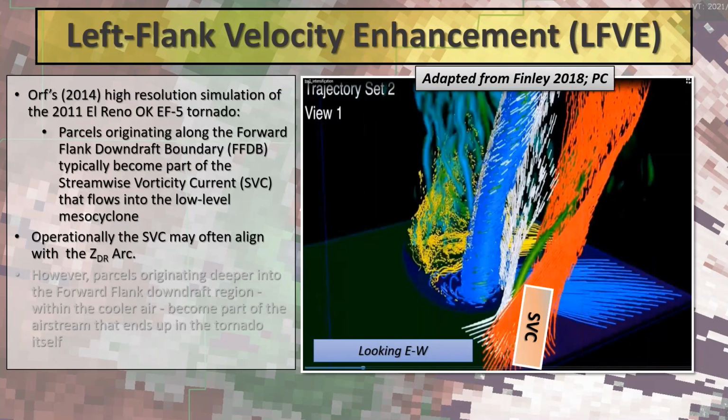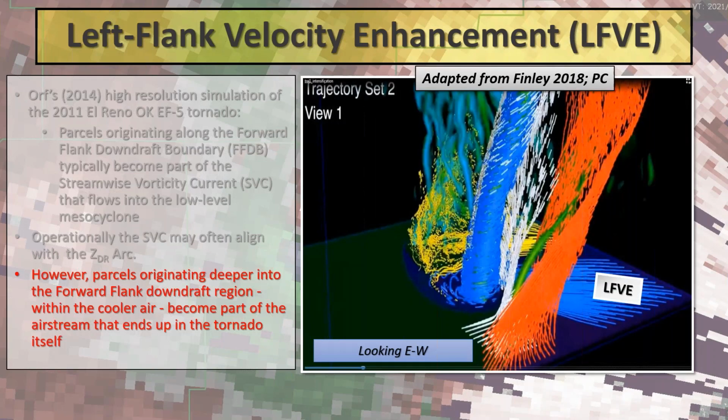So again, going clear back even to looking at Leigh Orf's high-resolution simulations of the 2011 El Reno EF5. Again, noting the SVC and that it's an ascending airstream that works into the low-level mesocyclone. But noting that the parcels that make it into that tornado, even in their simulations, actually originate from deeper within the colder air of the forward flank region.